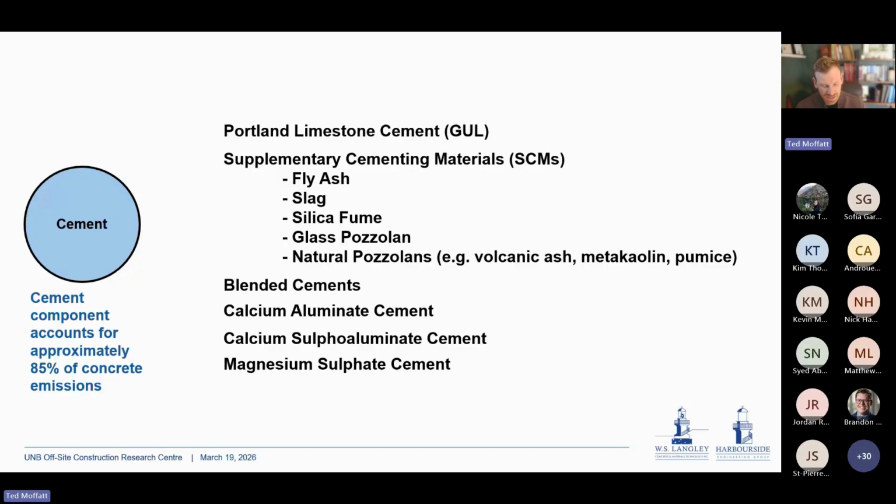Next is blended cement. So many precast suppliers, instead of blending silica fume and fly ash into a cement, can purchase what's known as blended cement. Essentially, it's a blend of Portland cement, slag, and silica fume, or Portland cement and slag. Essentially, it's a binary or ternary mixture mixed together.